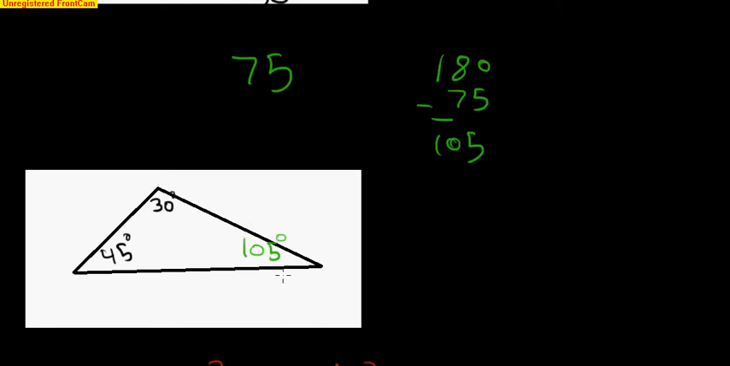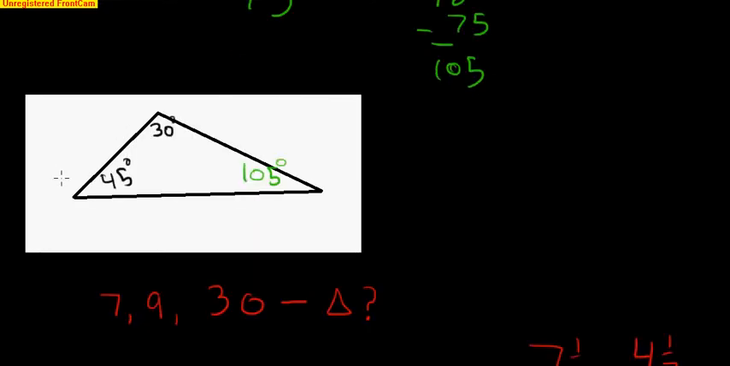So let's go ahead and do that. 30 plus 45 is 75. And if you subtract 75 from 180, you're going to come out with 105. Now I know this angle doesn't look at all like 105 degrees, but we're just going to say that's what it is. Based upon this information, we can call these vertices whatever we want. So let's make them X, Y, and Z.